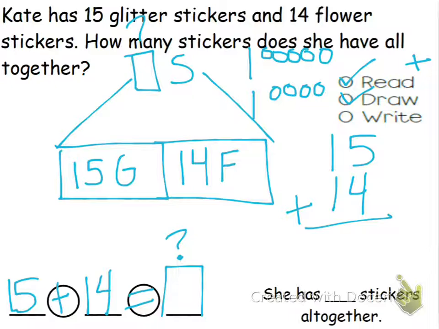So 5 ones plus 4 ones equals 9 ones. 1 ten plus 1 ten equals 2 tens. So 15 plus 14 equals 29. So it's 29 stickers. So she has blank stickers all together. Well, she has 29 stickers all together.